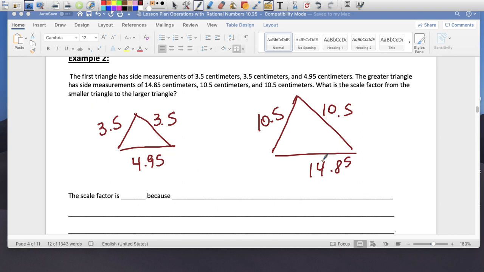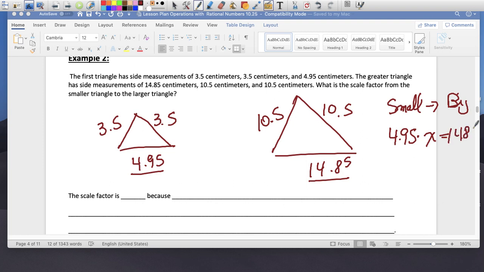What's the scale factor going from the smaller? So we're going to go from small to big. And to find the scale factor, you can pick any two sides. So let's pick the 4.95. So this corresponds to this. So the small was 4.95 times x equals 14.85, and we've got to find out what that number is. So divide by 4.95, divide by 4.95, and x equals 3, I hope.